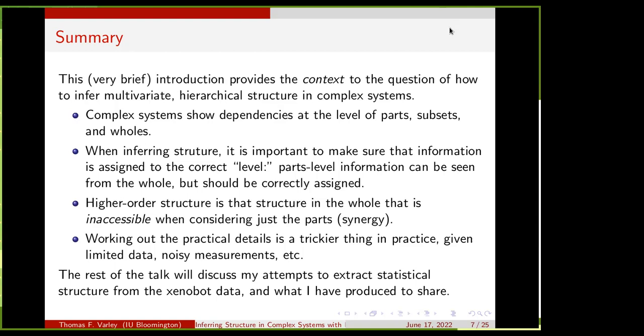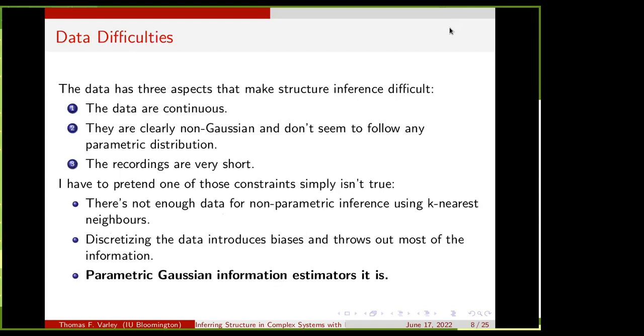Moving right along then. So the data that I got, these calcium signals, have three aspects that make structure inference difficult out of the box. The first is that the data are continuous, and information theory is always a little bit more interesting when you have a continuous variable. The data is clearly non-Gaussian and doesn't follow any other parametric distribution. It's not obviously log normal, it's not obviously exponential. It's just kind of doing its own thing, okay?